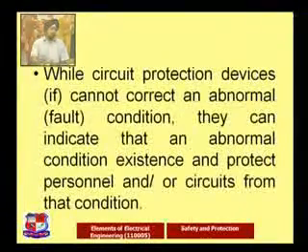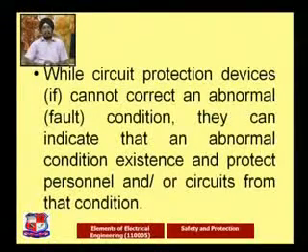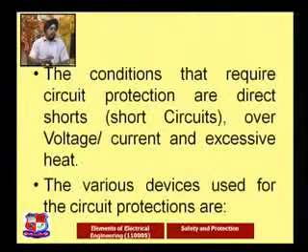Now, circuit protection devices cannot correct an abnormal condition. Over here, the abnormal condition means the fault conditions are there. If they are not able to correct it immediately, still they will give the indications of the existence of particular conditions, so that at least the person and the circuit can be protected by another means, by our intellectual properties.